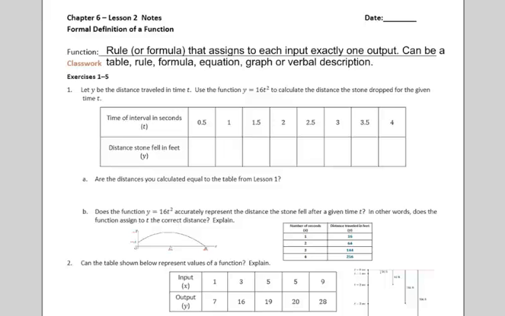Lesson 2 talks more about functions. Remember, a function is kind of like a machine. Your body is like a machine. We input food and we get out energy. So there's other things that can be functions or machines.